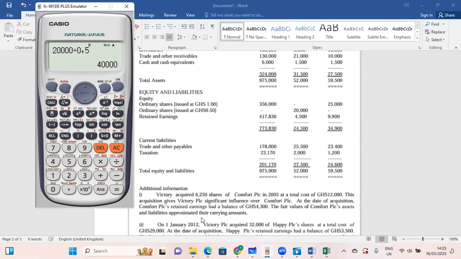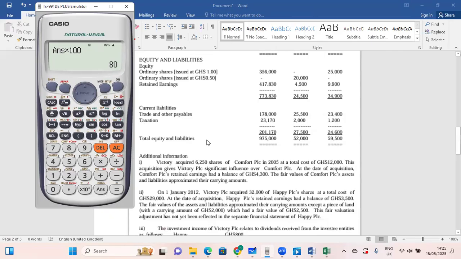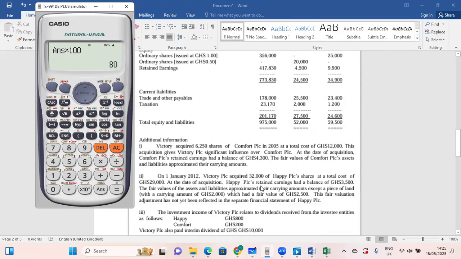So the total number of shares for Happy is actually what? 40,000. And then Victory bought what? 32,000 out of it. So if you check the percentage, it's going to be 32,000 divided by 40,000 times 100, which is what? 80%, which means we have control over it because we have the majority of shares. It is more than 50%, right? Since it is more than 50%, we have what? Control.